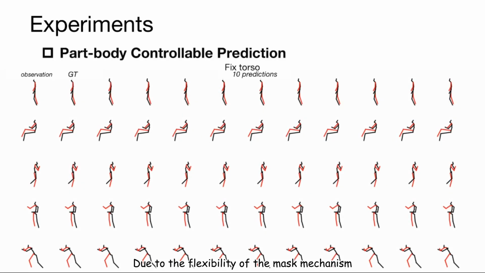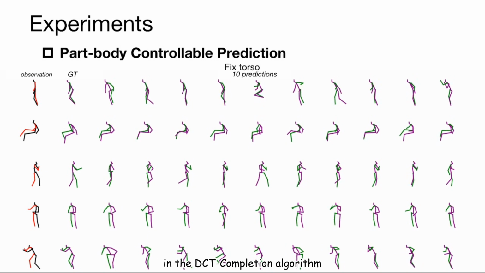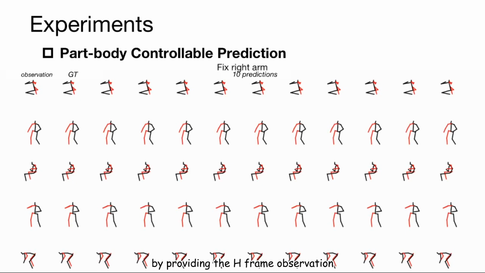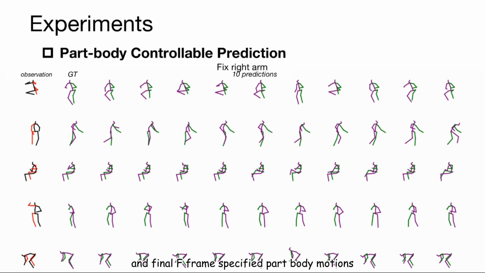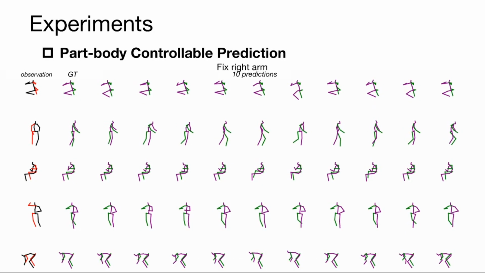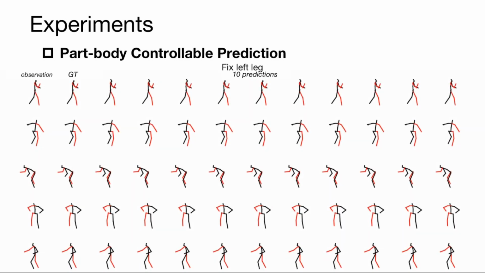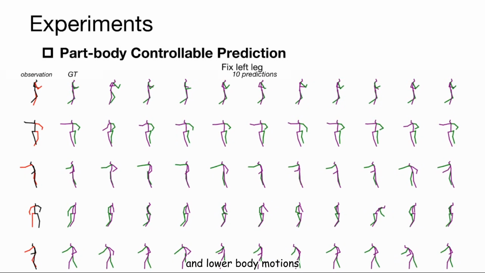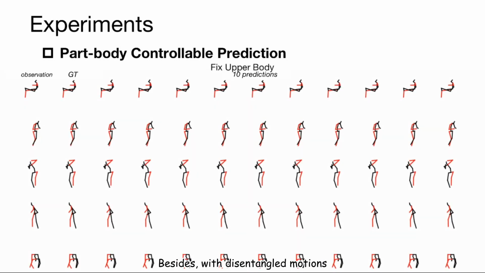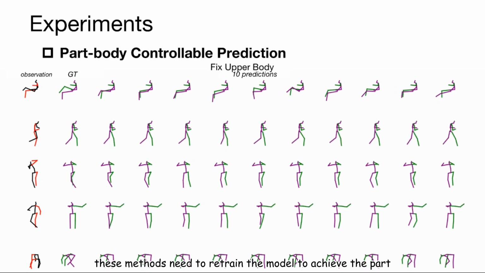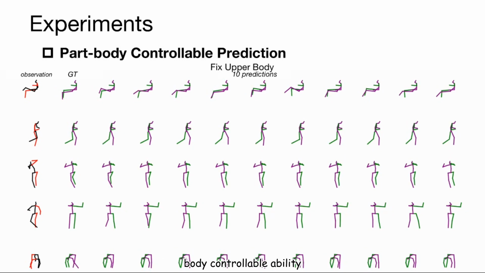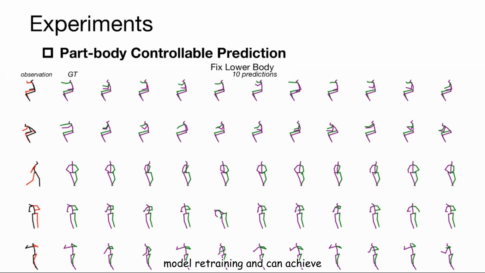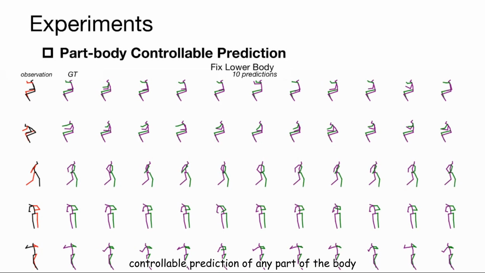Due to the flexibility of the mask mechanism in the DCT completion algorithm, we can complete the F-frame unknown part-body motion by providing the H-frame observation and final F-frame specified part-body motions. The baselines GSPS and DLO can only achieve upper-lower body control since they need to disentangle the upper and lower body motions. Besides, with disentangled motions, these methods need to retrain the model to achieve the part-body controllable ability. However, our method does not rely on model retraining and can achieve controllable prediction of any part of the body.